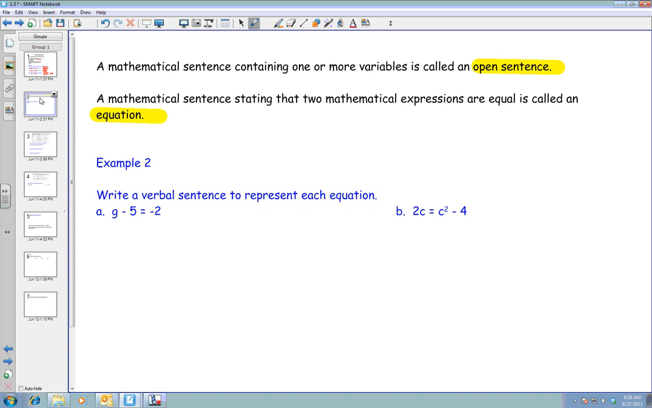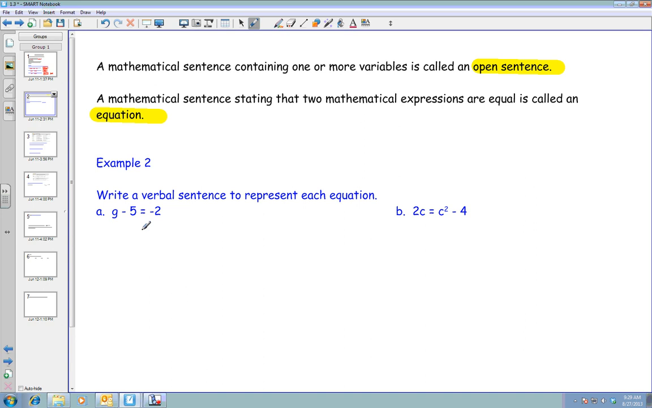Okay, so now we're going to talk about equations. A mathematical sentence containing one or more variables is called an open sentence. All right, and a mathematical sentence stating that 2 mathematical expressions are equal, that is called an equation. So what makes something an equation? It has an equal sign. So write a verbal sentence to represent each equation. This is where they want us to go backwards and use our keywords. So however you want to do it, there's lots of correct answers.